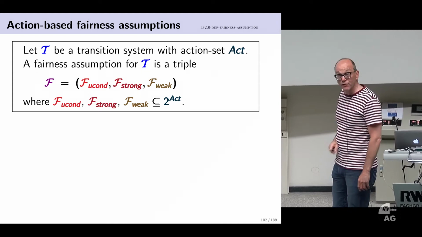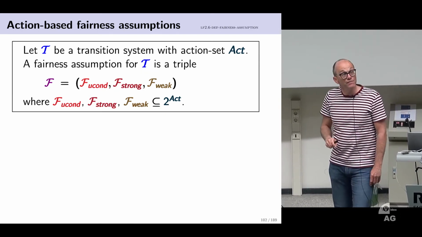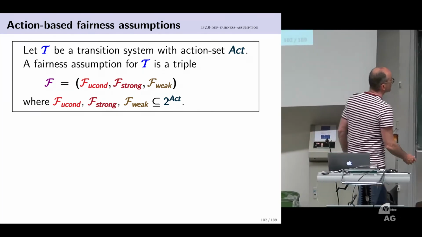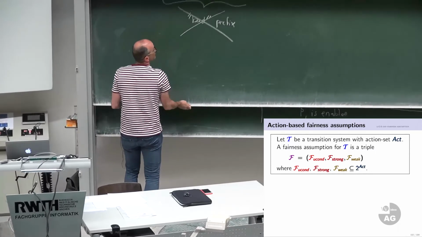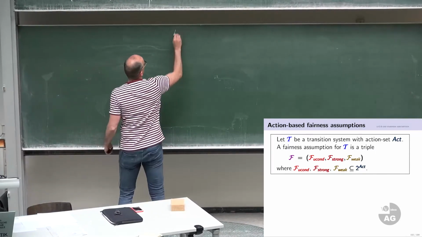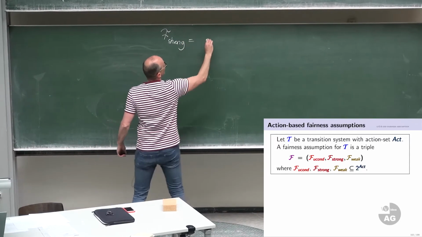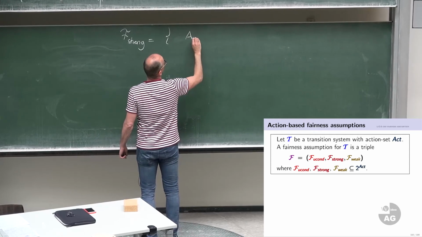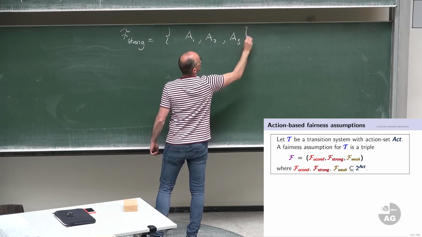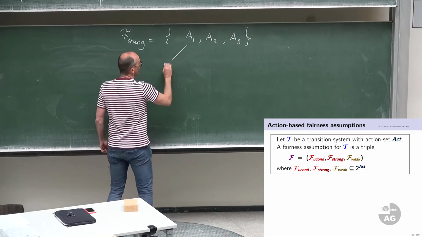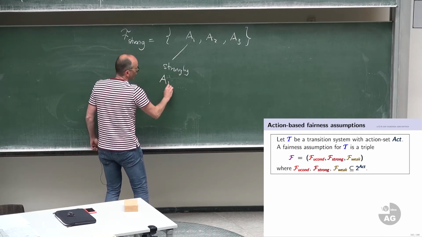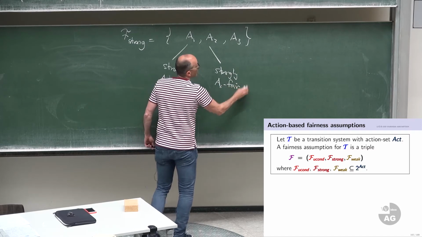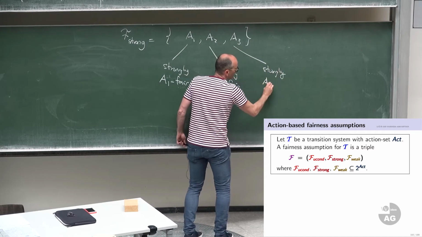What do these calligraphic F symbols stand for? Well, they're actually sets of actions. Not just one set, but a whole set of sets. And what's the intuition of this? Suppose that we have F strong, a set of actions, so maybe it's something of the form A1, A2, and A3. Then it means that it needs to be strongly A1 fair. It also needs to be strongly A2 fair. And it needs to be strongly A3 fair.